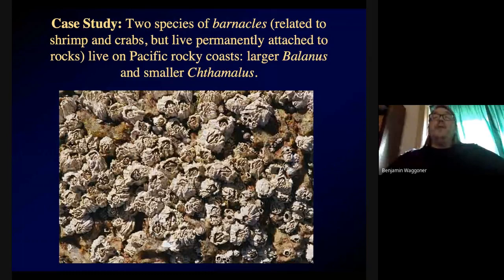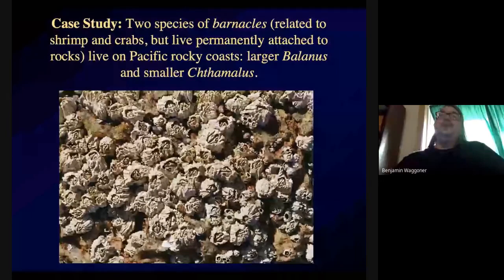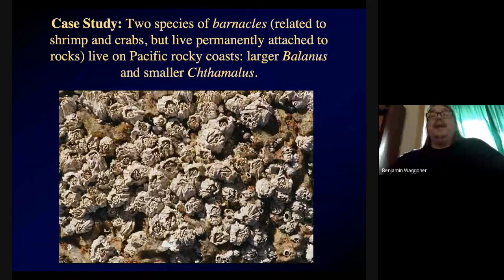This is a bunch of them, a bunch of little volcano-like things growing on a rock. There is a large species, it's genus Balanus. I can't remember what the species name is, but it's not critical here. And a smaller species called Cathamalus. And again, that's Cathamalus something because we use binomial names. I don't remember what the species name is, but it's not crucial for our point of view right now. So we have two species, one in the genus Balanus and one in the genus Cathamalus.